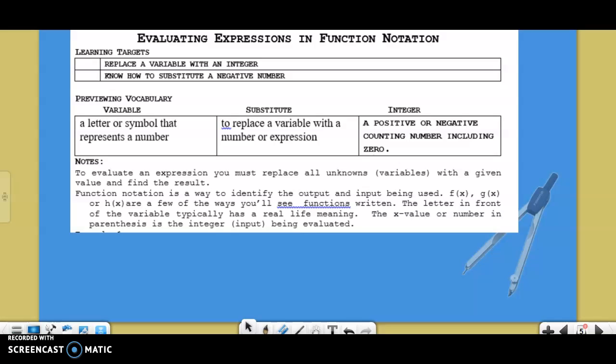So there's our vocabulary for today. We got variables, substitute, and integer. I'm not going to read them for you because I know that you can do that. But take a look at those, and if you're having any trouble remembering them, please look at Canvas and study those flashcards using your non-school email.